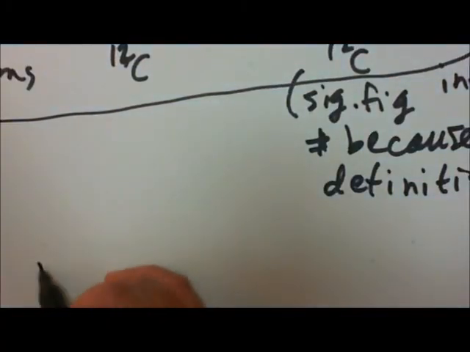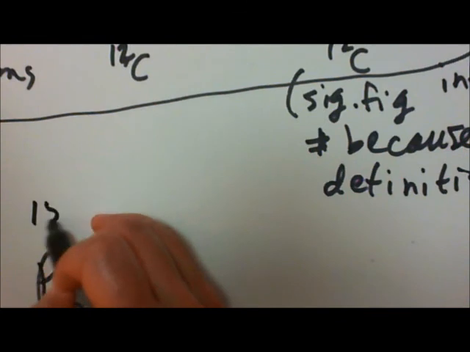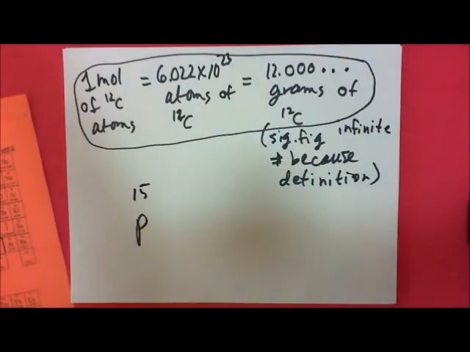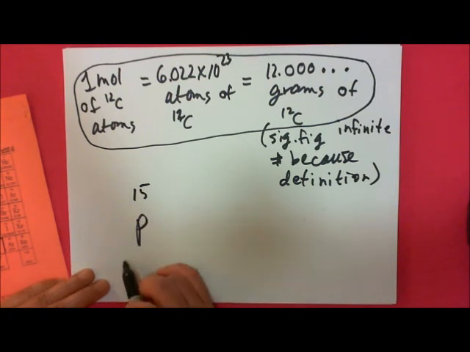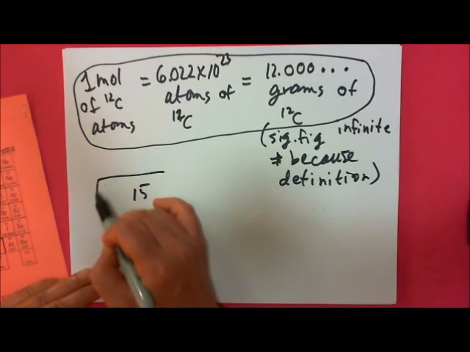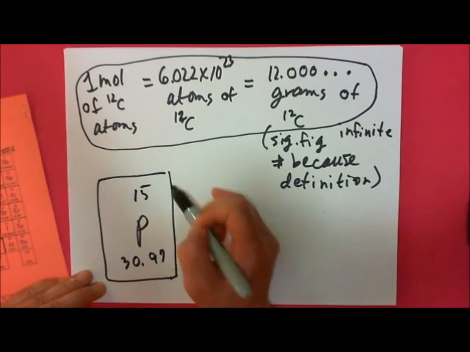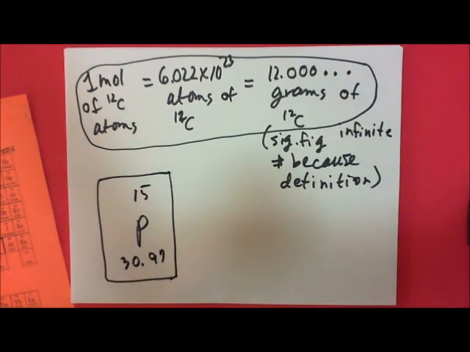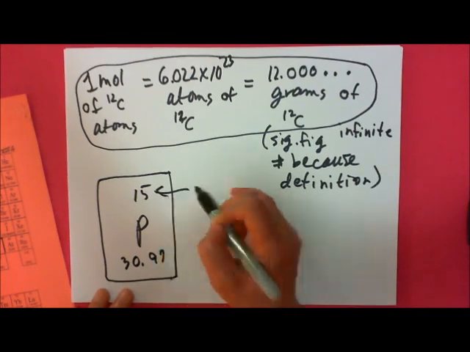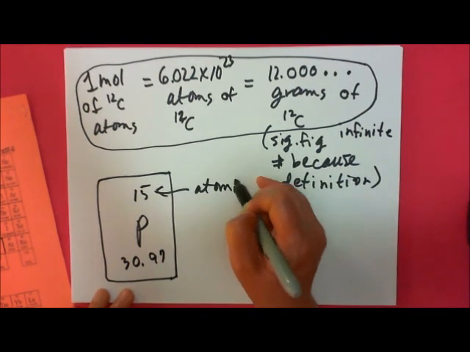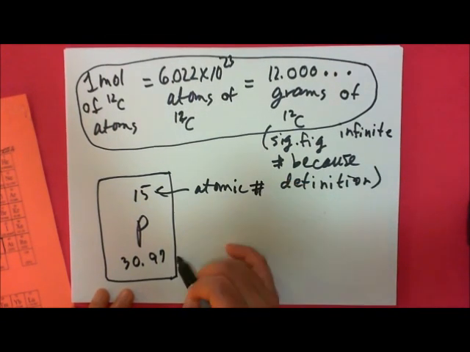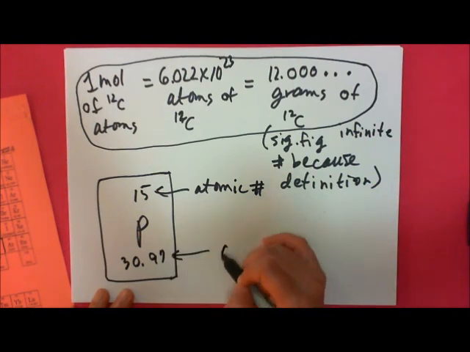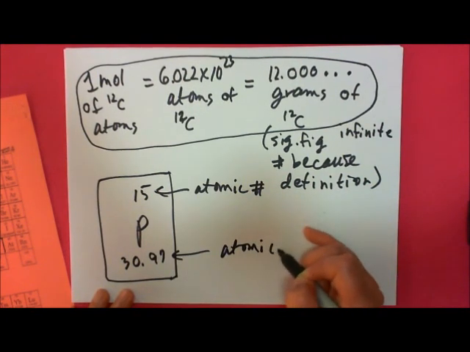So here's my little block in the periodic table. So phosphorus, I have to zoom out. Okay, phosphorus 15, 30.97, and here's a little block in the periodic table. Okay, so if you remember, this is atomic number, and this is atomic mass.